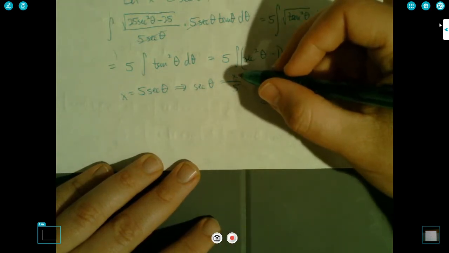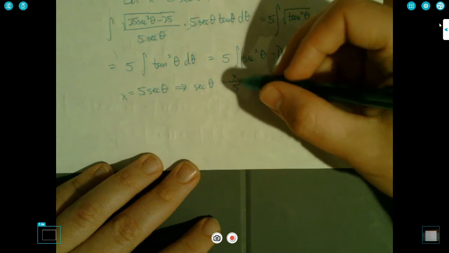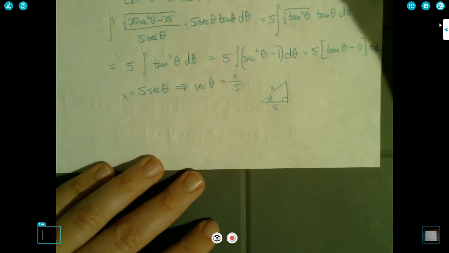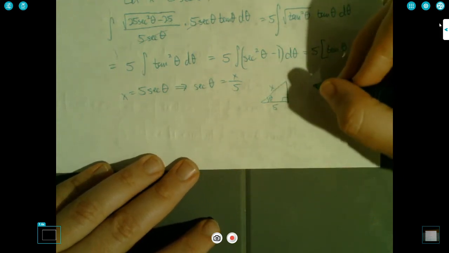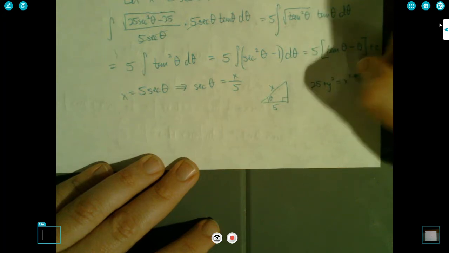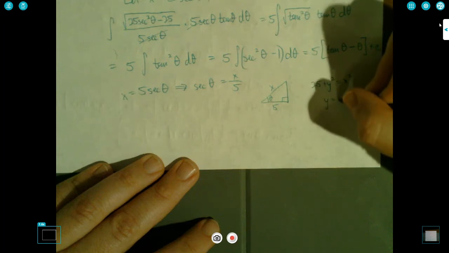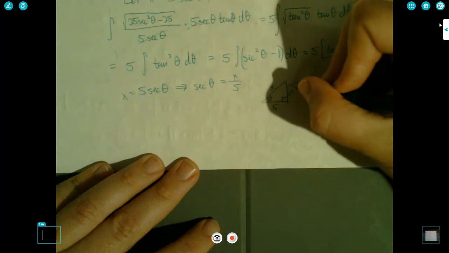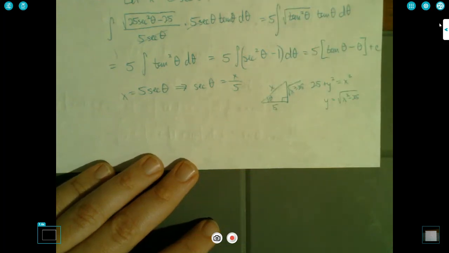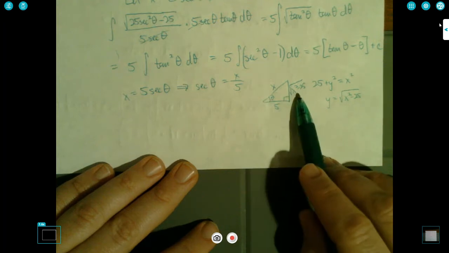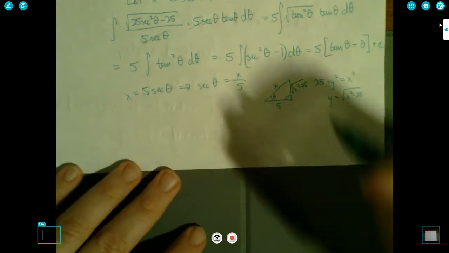Secant is hypotenuse over adjacent, right? So I can say this missing side, 5 squared plus y squared equals x squared. So then y is going to be the square root of x squared minus 25. Okay, so square root of x squared minus 25. Then tangent theta is going to be square root of x squared minus 25 over 5.